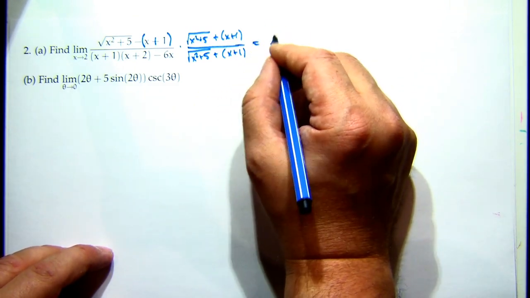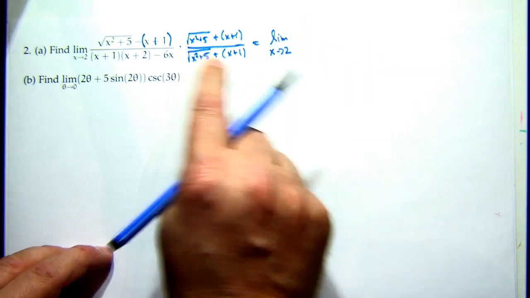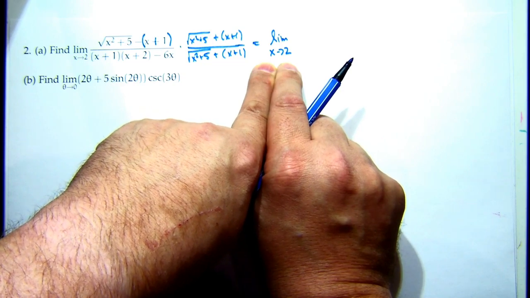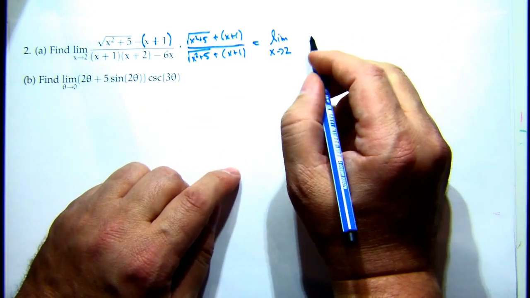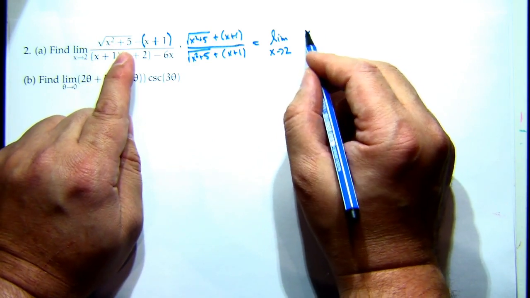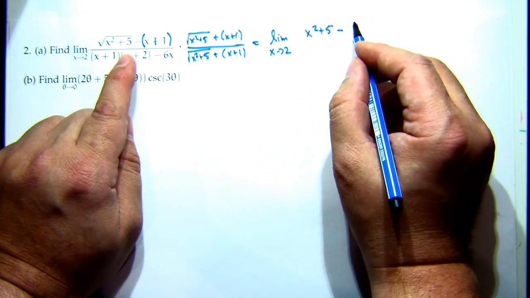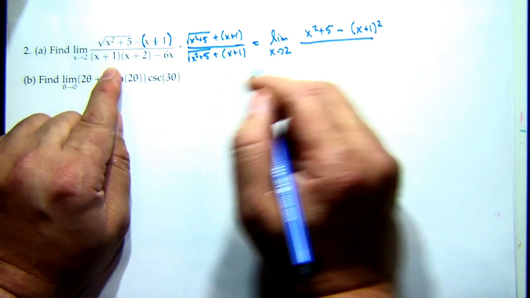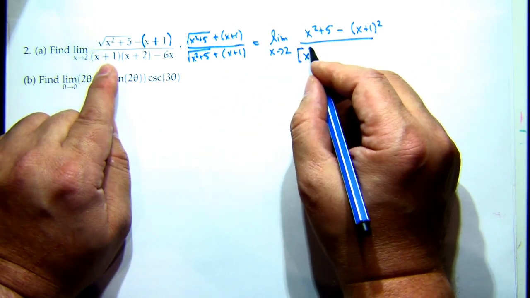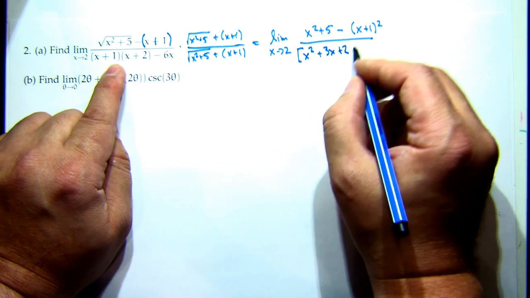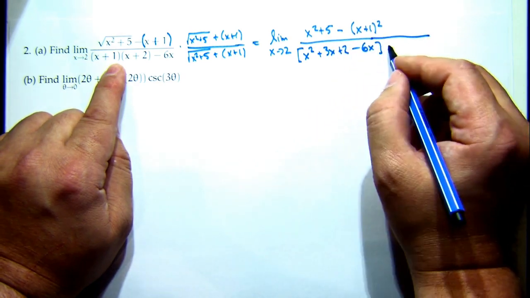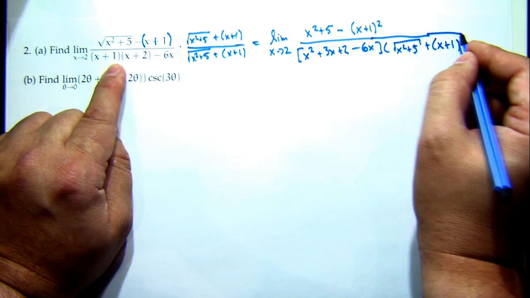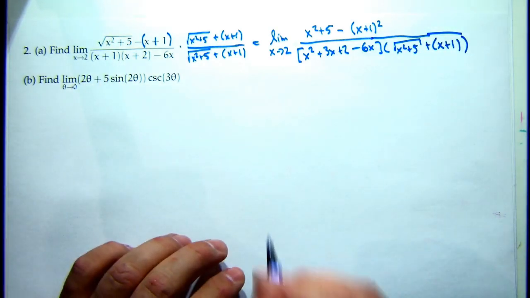So here's a place where people lose points. Do you notice what I did here? I rewrote the limit because I'm still taking the limit. If you're still taking the limit, write the limit. Okay, upstairs we'll have x squared plus 5 minus (x plus 1) squared. Downstairs, okay, let's expand here. x squared plus 3x plus 2 minus 6x, we'll work on that. And then times that conjugate, square root of x squared plus 5 plus x plus 1.